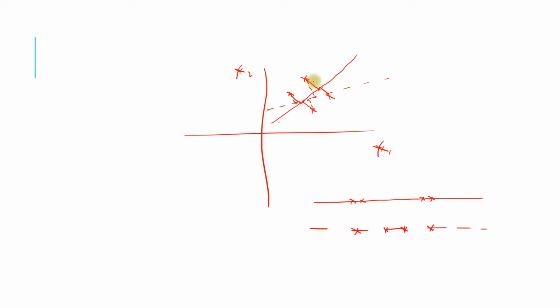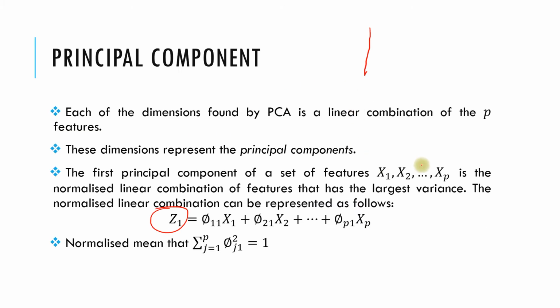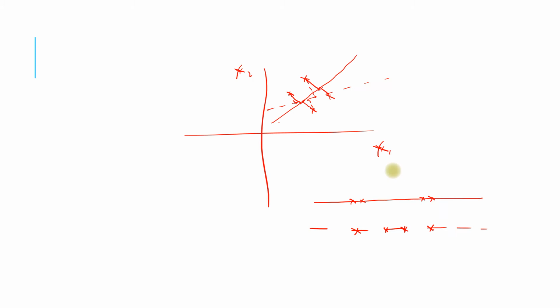Now imagine all the different possible lines that can go through that data. What we want is the line that will explain the largest variance possible. That is, your new variable z would explain the largest possible variance. Like here, if you look at these two lines, which one will give you the largest possible variance?